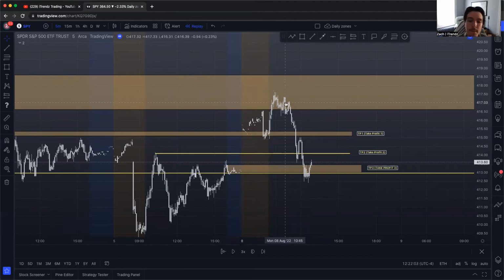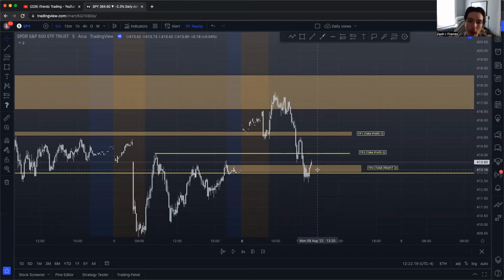So we want to make sure that we're securing our profits. For the most part, I'm probably out of my position here. If it re-breaks the lows, then I missed out on some extra take profits. But being a little bit more conservative in my trading, and I like to protect my capital, I probably would be all out of this trade right here.